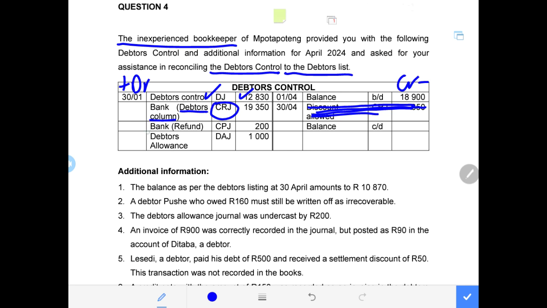Then we have the bank/refund. Now with the bank/refund, we are not doing anything with regards to the bank plus refund. It's already on the correct side, and it's a cash payment journal of 200 rand. The customer already paid us, and the customer returned the goods. In other words, if I explain it well, we sold something to a customer.